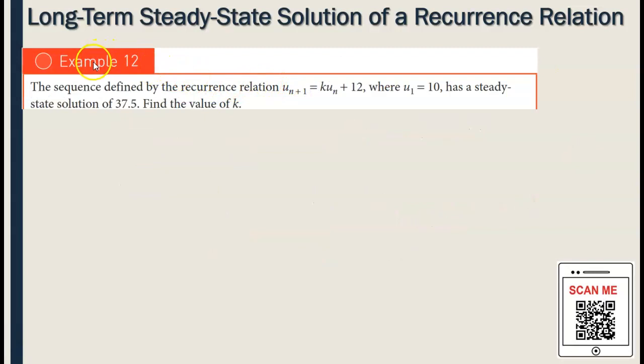Now let's look at solving example 12. The sequence has a recurrence relation in this form, and now the terms are in the form of u, with your initial term as 10. They state that the steady state solution here is 37.5, and they want you to find the k value. Now let's solve the question.